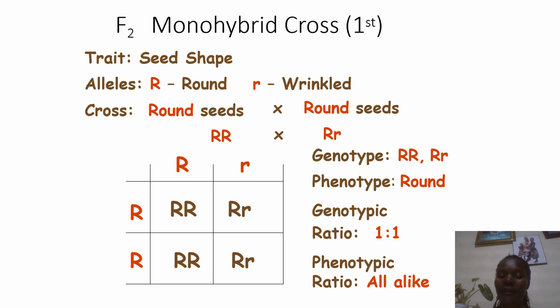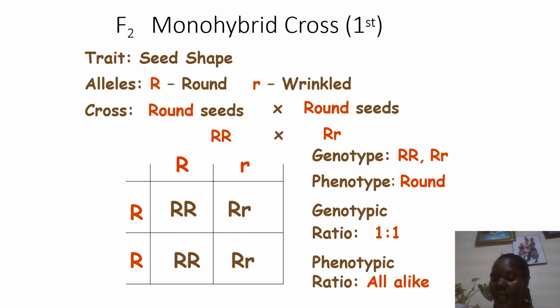So you will have 2 of the homozygous dominant and 2 of the heterozygous, such that the genotypes which you will have are capital R, small r. Phenotypically, they will all appear round. So the genotypic ratio is 1 to 1, meaning 1 homozygous dominant, 1 heterozygous. For the phenotypic ratio, they will all look alike. They will all appear round.